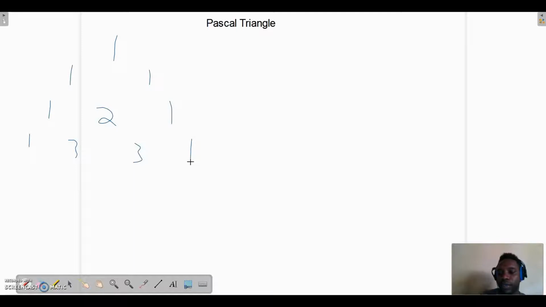And this keeps going. So you have 1. You have 1 plus 3. That is 4. 3 plus 3, that's 6. 3 plus 1, that's 4. And then it ends with 1. So we use a Pascal triangle to get the coefficients when carrying out a binomial expansion. What do I mean by that?